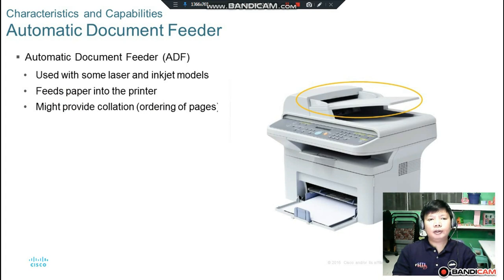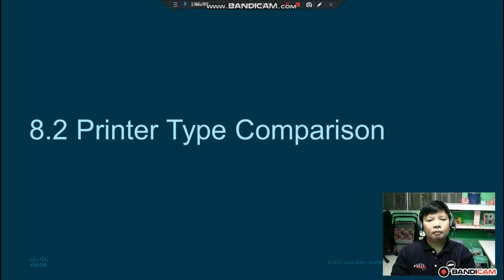Automatic document feeder, ADF. Used with some laser and inkjet models, it feeds paper into the printer and might provide collation, the ordering of pages. Printer types comparison.